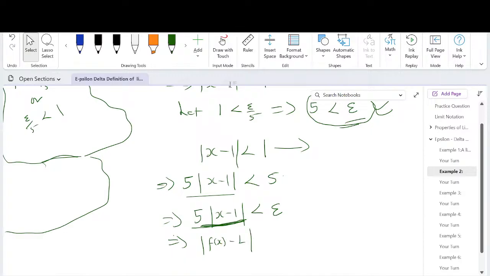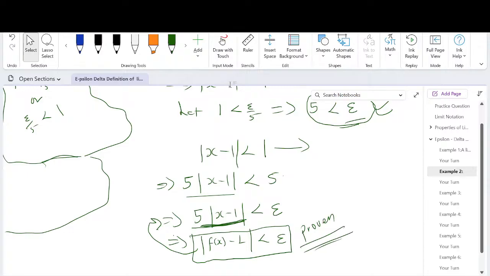So we simplify this into... So I'm returning it back now. So it must be less than epsilon. So this is the final part of your C. So this has been proven as well. Okay, so that is it.